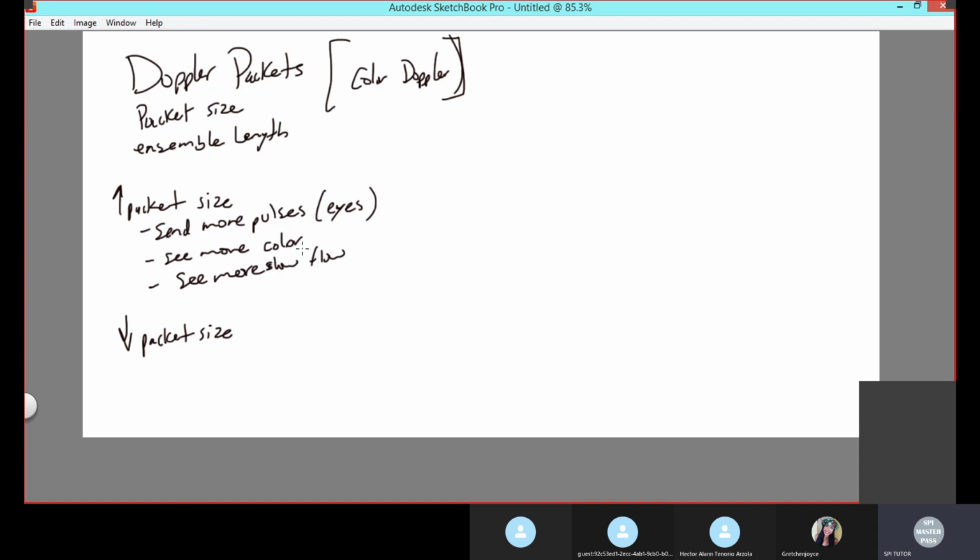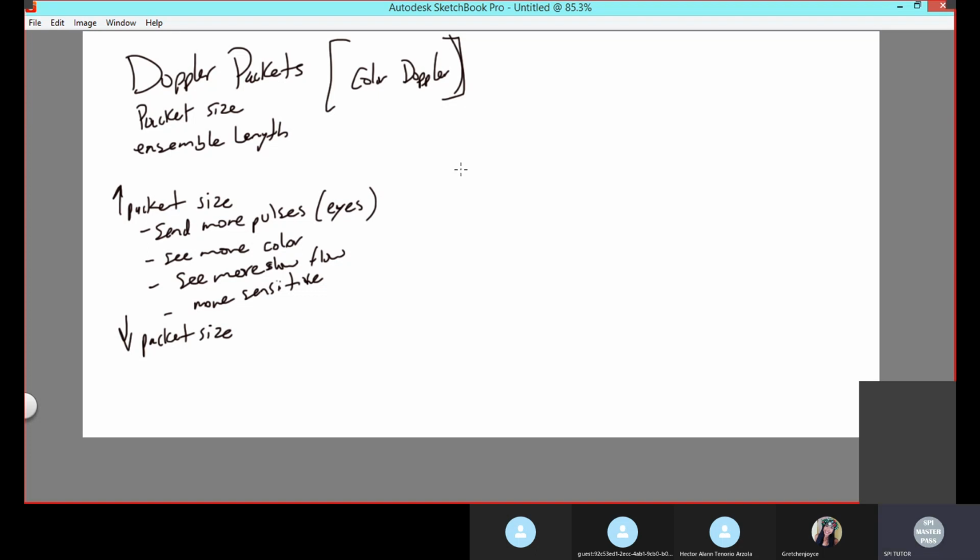And anytime you see more, remember that key. I am more sensitive, or I increased my sensitivity. Okay, so anytime you see more, it's always about that sensitivity. And if I lower my packet size, just do the opposite for each one. I send out less pulses, I see less color, I see less slow flow, I become less sensitive, or I decreased my sensitivity. Okay, just the opposite.